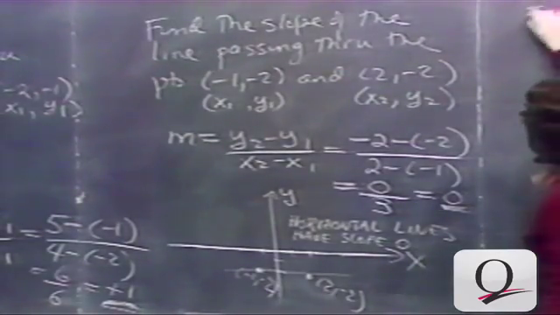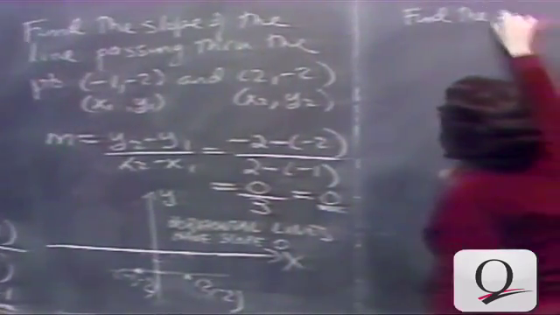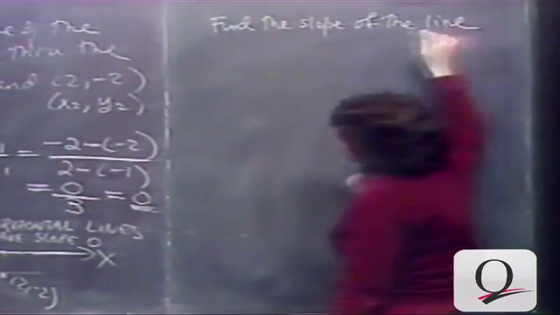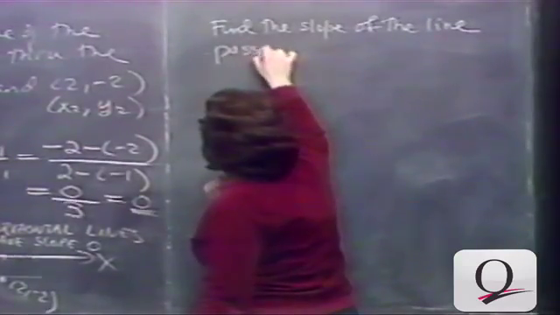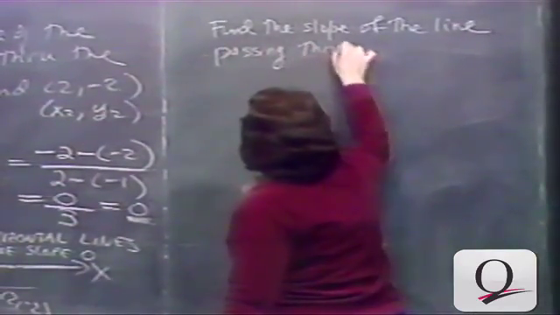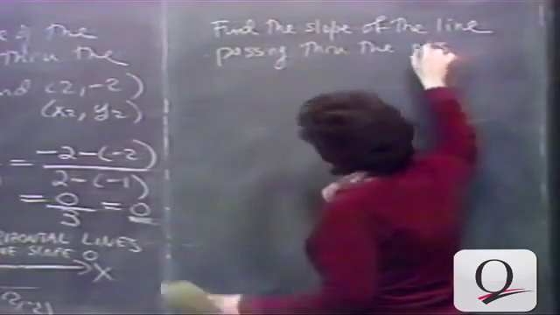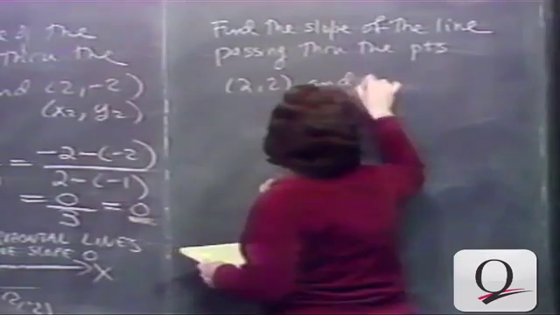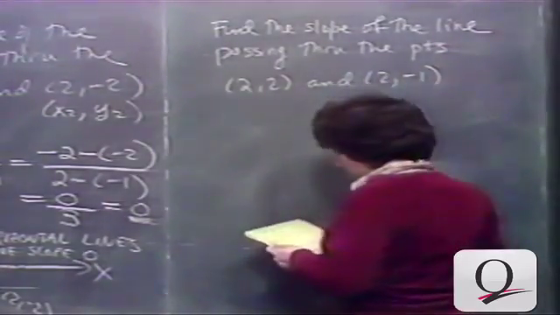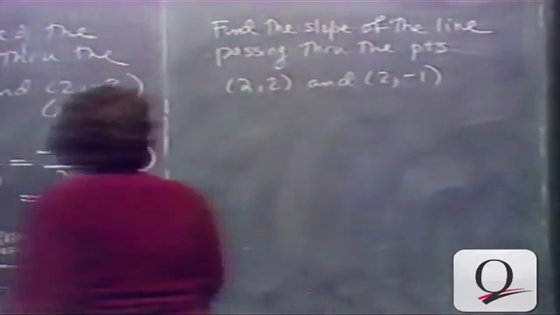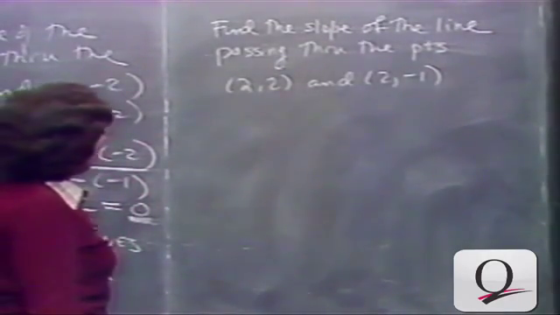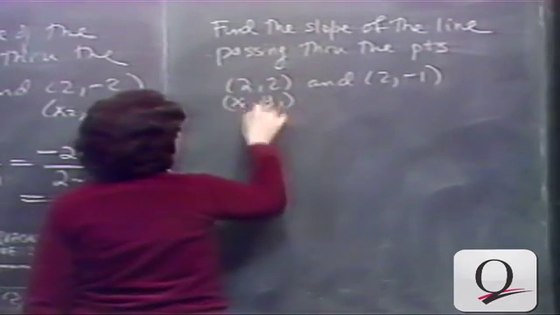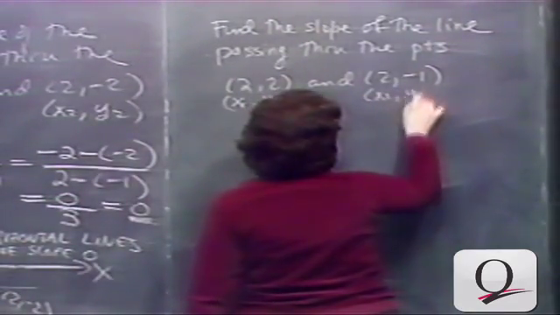Okay, let's try another example. Find the slope of the line passing through points 2, 2, and 2, minus 1. Let's say this is x1, y1, and this is x2, y2.